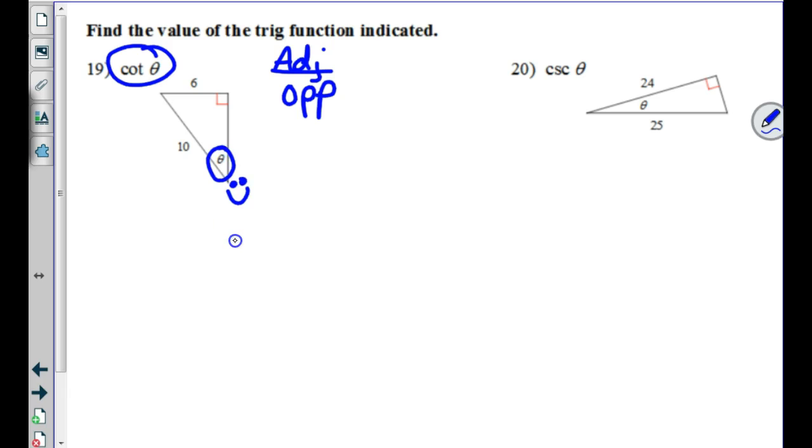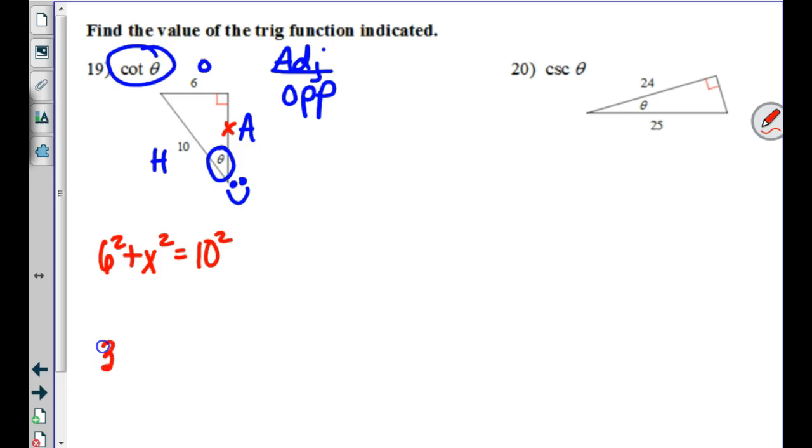Uh-oh. What's going on? This is opposite. This is hypotenuse. This is adjacent. Yep. That's exactly what we have to do here. We have to do Pythagorean theorem. Now, the two legs are 6 and unknown, I'll call x. So we'd have 6 squared plus x squared equals the hypotenuse squared.